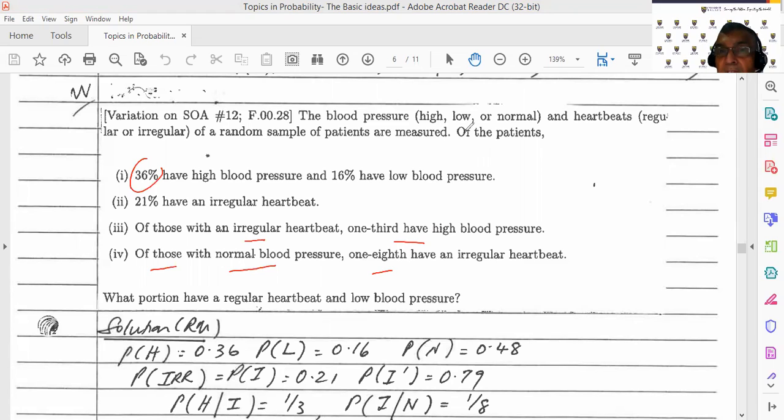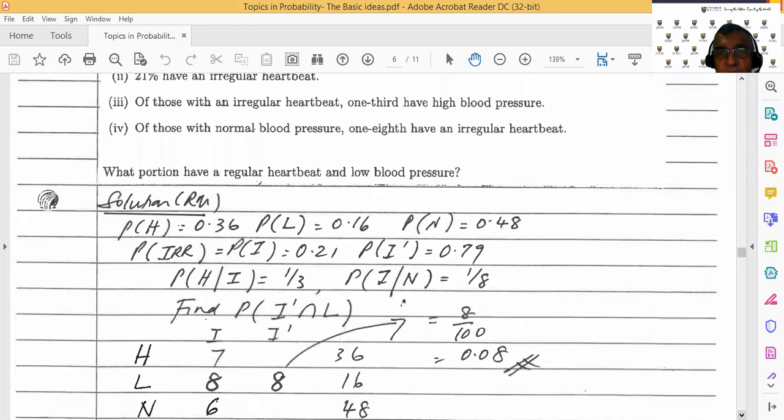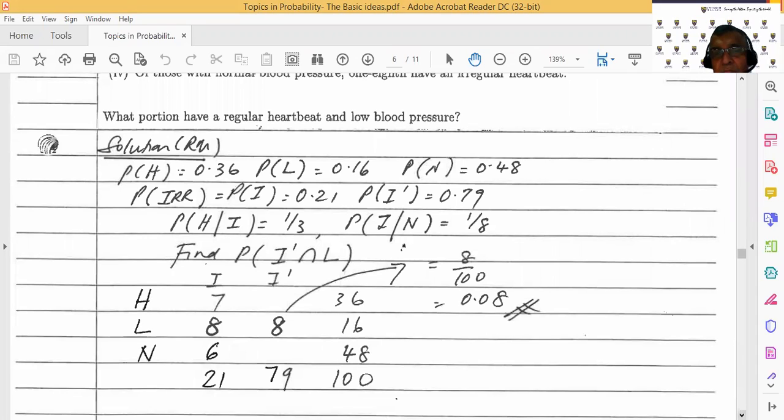So understand the question first, where it is conditional, where it's not, and so on, and then you can start with the solution. I have used H for high, L for low, and N for normal, and then I have used I for irregular. So that's the notation that I am using. You can work this out.